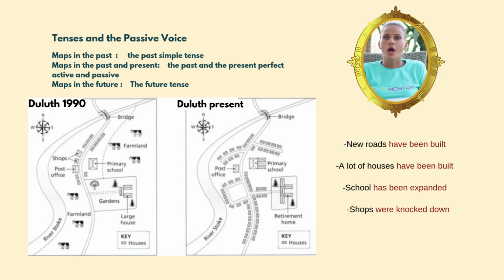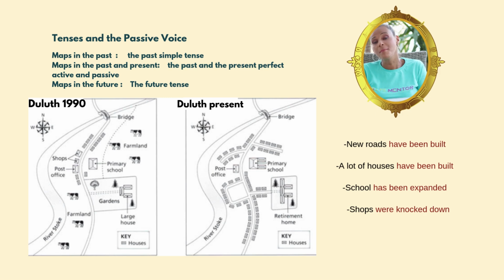Now that you have acquired useful vocabulary and phrases for writing your maps, another important thing is grammatical structures, tenses, and the passive voice. Obviously, if your maps are in the past, you will use the past simple tense. Sometimes you can use the past perfect. If you get maps in the past and present, you can use the past and the present tense, as well as the present perfect. If you get maps in the future, you will use future tenses.